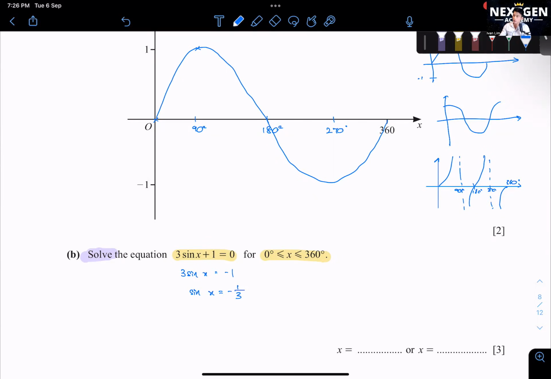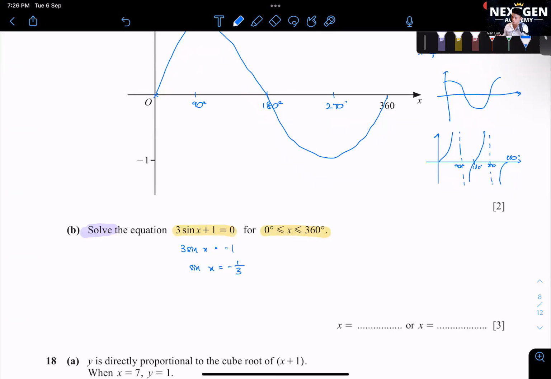To get the full marks, I see often students only know how to get 2 marks. What most of the time our students will do is you will go and press shift sine. This is the wrong way to do it. You will just put x equals to shift sine -1/3. You can do this, but you only will get one of the answers. So you type this in a calculator, you'll get what?